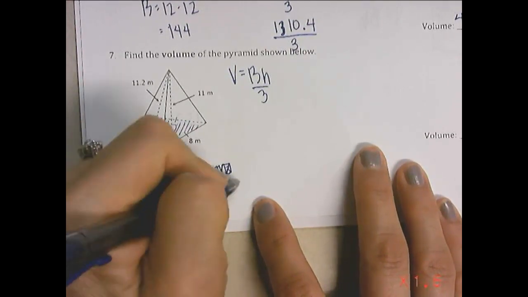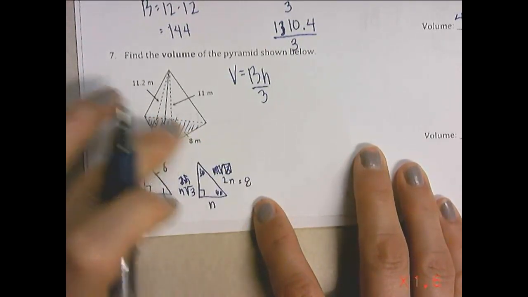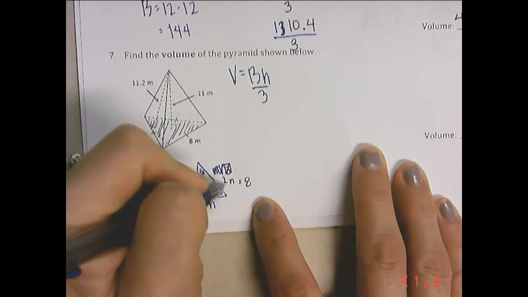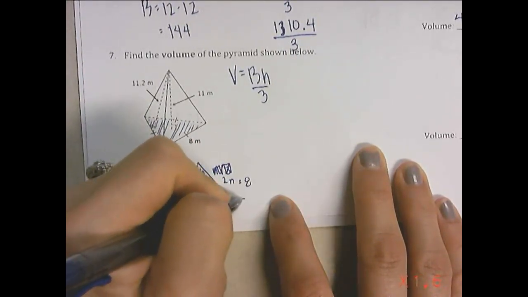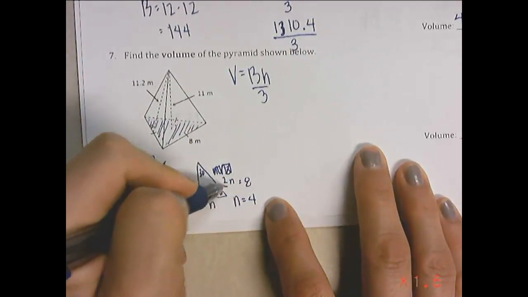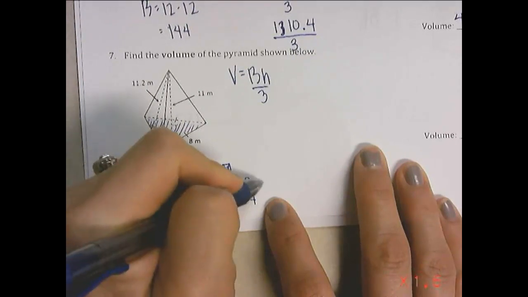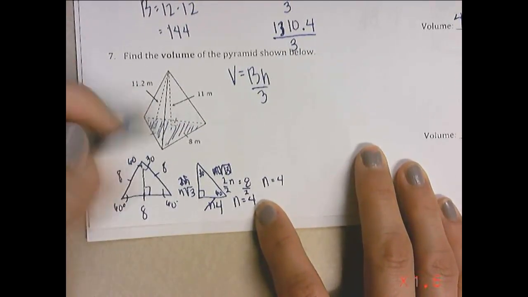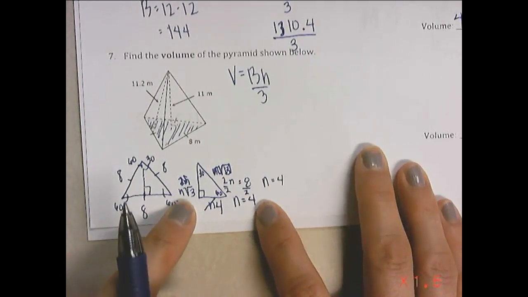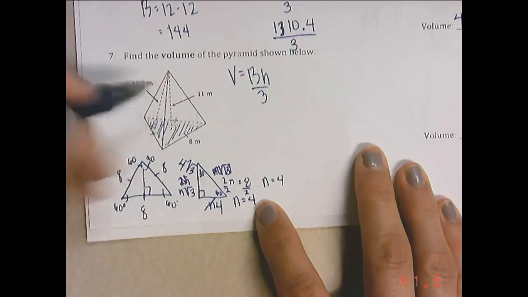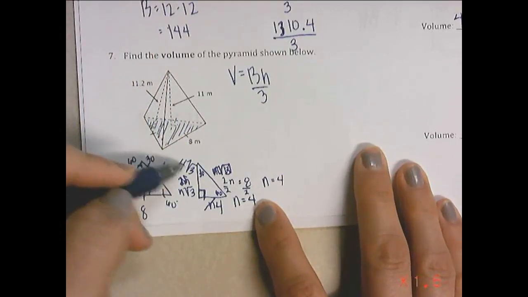Well, I know the side is equal to 8, right? Because it's an equilateral triangle, I know that this side is equal to 8. So that means I know that n would be equal to 4. If 2n equals 8, I would divide by 2 and divide by 2 and get n equals 4. So now I know this side is 4, and if this side is n rad 3, this side would be 4 rad 3. Hey guys, that's my height, right?